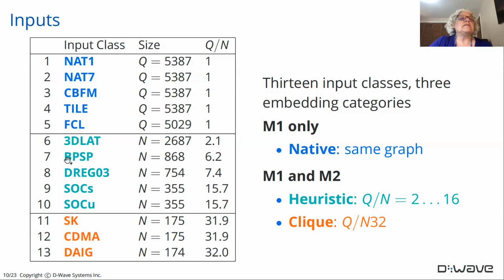BPSP is the binary paint shop problem. There's a paper by Volkswagen describing this problem. And our generator is slightly different, but is inspired by that work. D-reg is d-regular graphs of degree 3, so every node has degree 3. And SOC, these are social network graphs that are used in certain kinds of social network analysis. And we have signed graphs and unsigned graphs according to whether the edges have positive and negative weights or not.